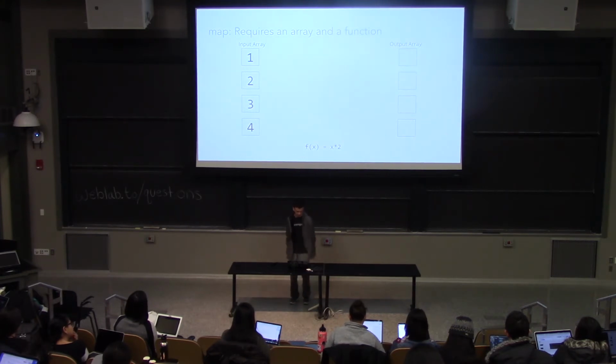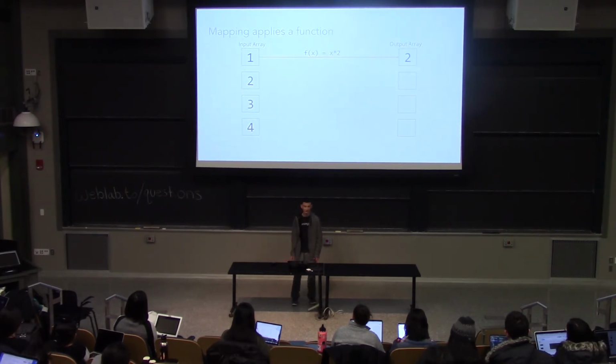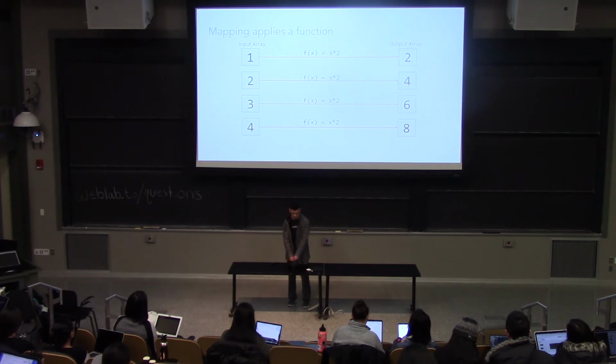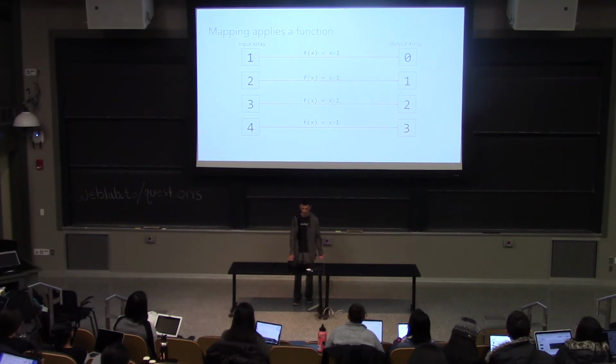So map, what it does, it requires an array and a function. Two things. And all it does is it applies that function to everything in the array. So let's say our function is x times 2. We apply the function to 1 and we get a 2 out. We apply the function to 2, 3, 4, simple. And what this mapping procedure does, it returns this array on the right, 2, 4, 6, 8. That's all it does. If the function was x minus 1, it returns 0, 1, 2, 3.